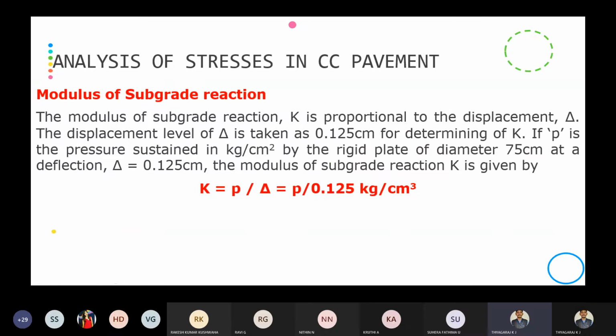Then, as we have discussed in the last class, the modulus of subgrade reaction is the resistance offered by the subgrade soil to the applied load through the plate. This modulus of subgrade reaction is measured at a deflection of 0.125 centimeter with the diameter of the plate as 75 centimeter. The corresponding load at 0.125 centimeter deflection, for a 75 centimeter plate, we consider as the modulus of subgrade reaction.